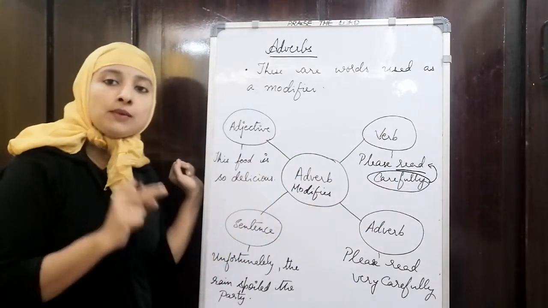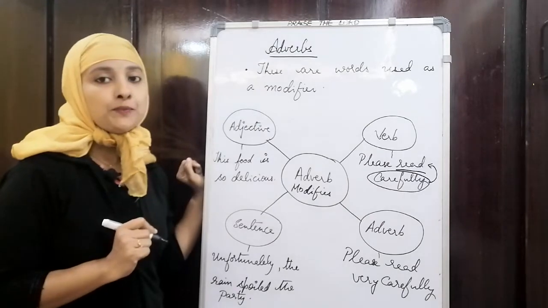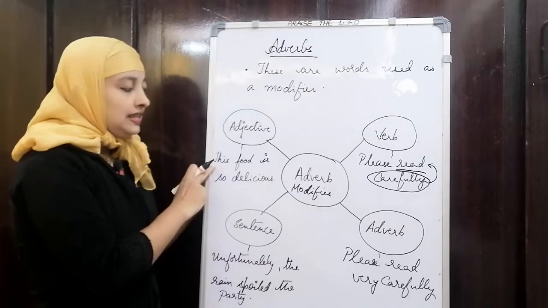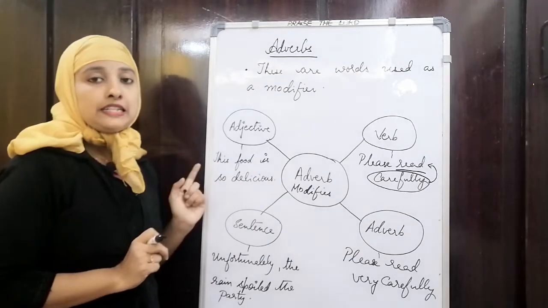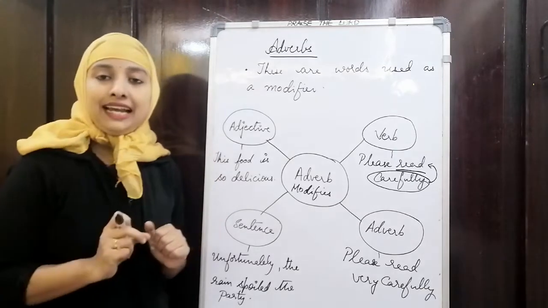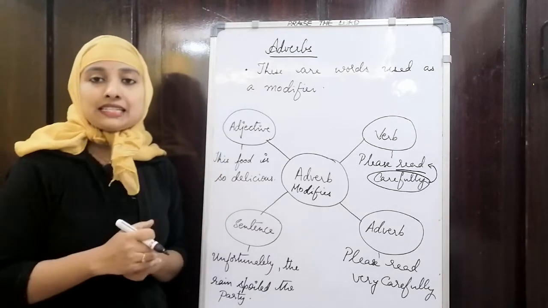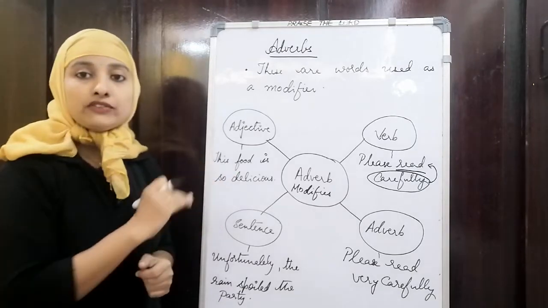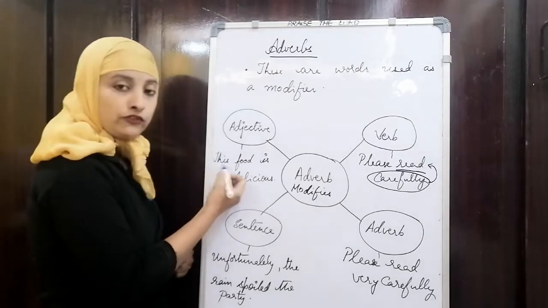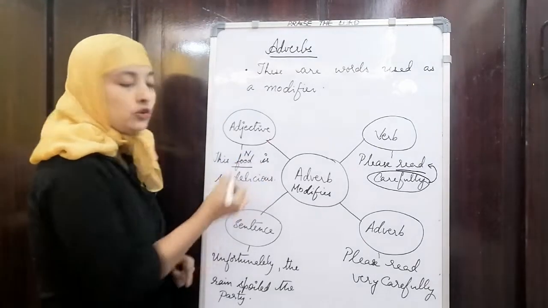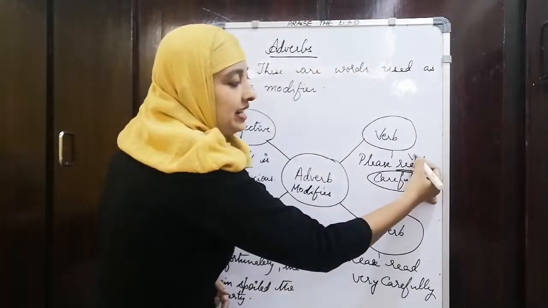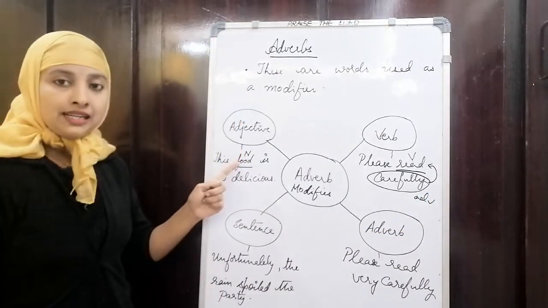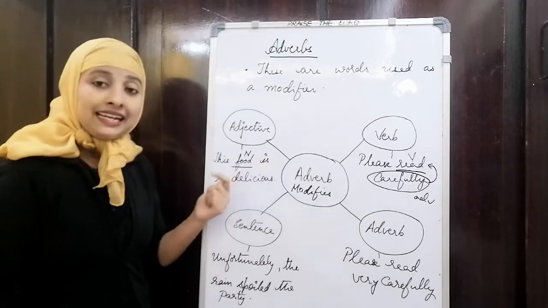Now I said an adverb is used to modify an adjective even. How will it modify an adjective? This food is delicious. An adjective is something which modifies a noun, right? So first of all we need to identify the noun in the sentence. What is the noun? Food is the noun. In the earlier case read is the verb and carefully is the adverb. Here food is the noun. How is the food?